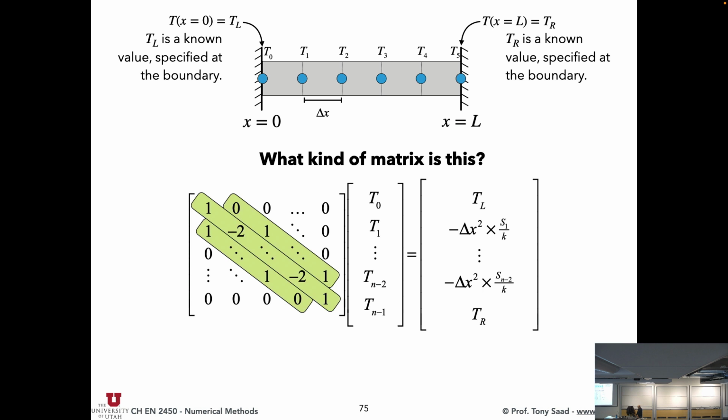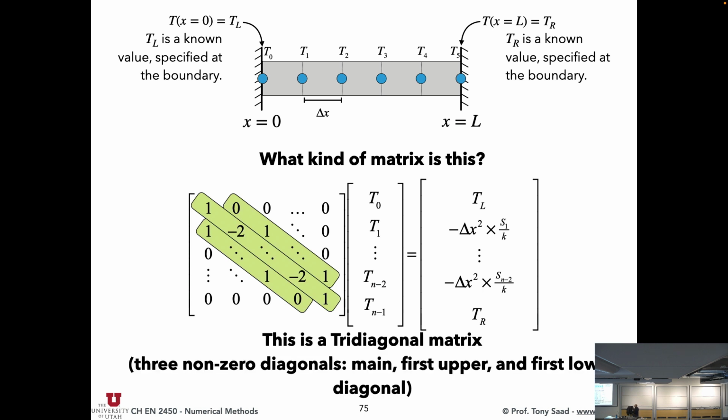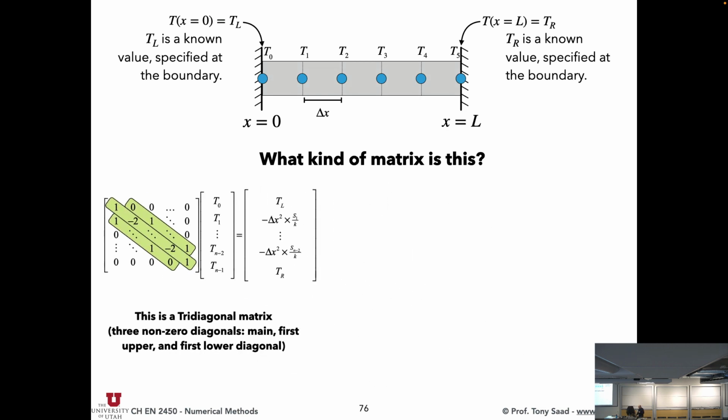But first, what kind of matrix is this? This is called a tri-diagonal matrix. Specifically, it's a banded matrix, but the only three bands in it that are non-zero are the main diagonal, first upper, and first lower diagonal, and everything else is zero. So this is called a tri-diagonal matrix because of the three non-zero diagonals: main diagonal, first upper, and first lower.